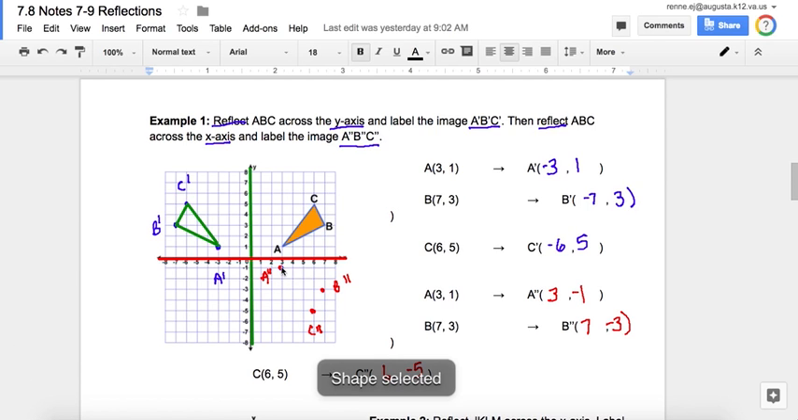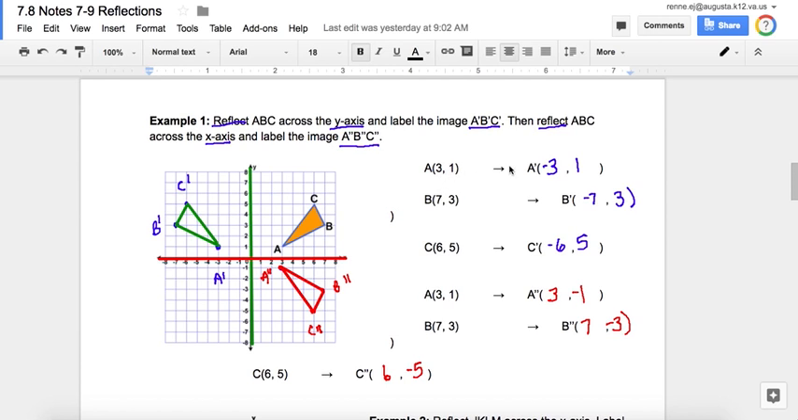So grab your ruler and connect them. Now notice when we're flipping, we're not changing the size or the shape, we're just changing the look of it, because it's flipping. Now I want you to come back here and study this first one that flipped over the y-axis.